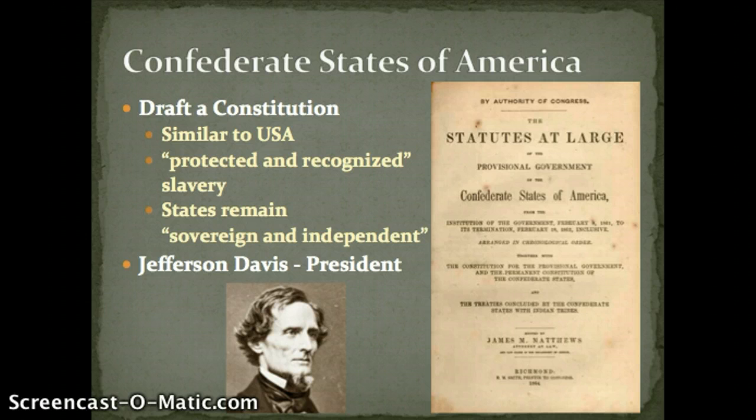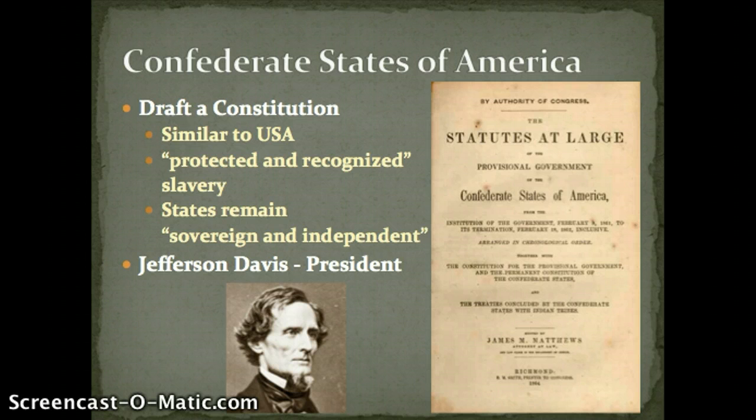Those southern states that had seceded from the Union draft their own constitution and declare themselves the Confederate States of America. We've had that term Confederate before when the colonies tried to set up the Articles of Confederation. A confederacy is a loose union or a loose grouping of states, and in this case, the southern states that become a part of the Confederate States of America include in their constitution the phrase sovereign and independent.